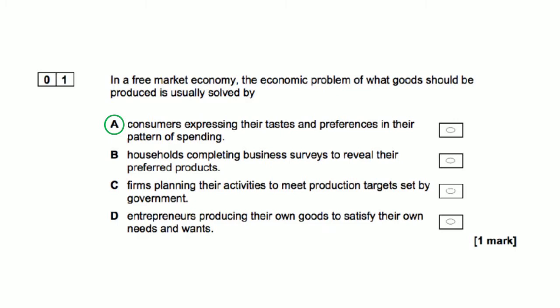If we were to modify the question slightly and assume that rather than a free market economy, it was a command economy, and a command economy is when the government decides how to solve the economic problem, then the government would decide what goods and services to produce, how to produce these goods, and how to distribute these goods as well. So let's go on to question 2.